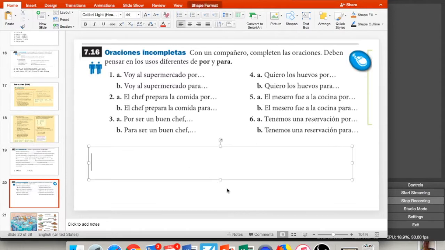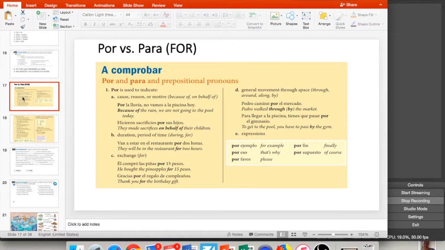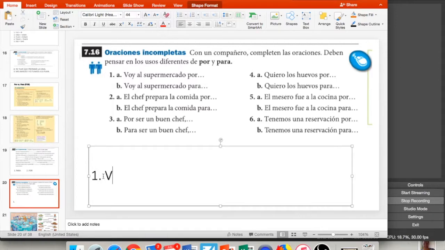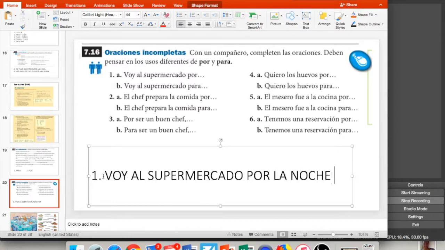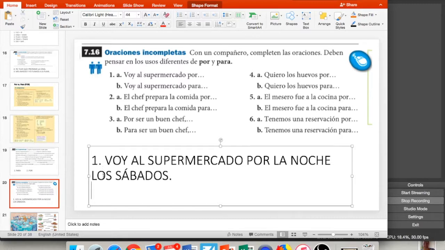Here's another couple of examples where you get to be creative. So number one says, "Voy al supermercado por." So I'm going to the supermarket por, and I get to make up a sentence. So let's think here. Which one would be the best? An exchange, a duration of time, a cause, a reason, or a motive, or through? I would say most likely the period of time is a great example. So we saw a similar one a second ago, but I could say, voy al supermercado por la noche los sábados. I always go to the grocery store late at night on Saturdays because no one's there. That was our por example.